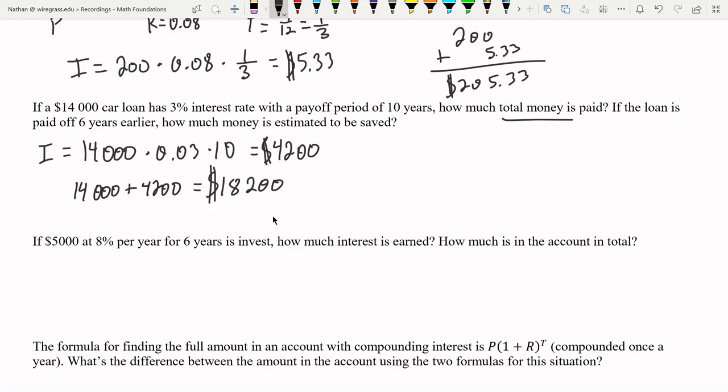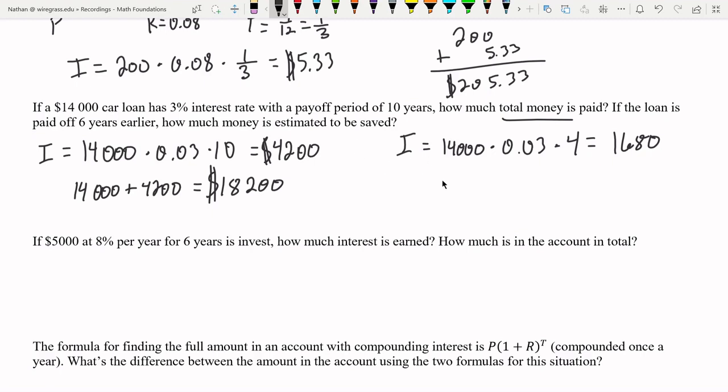Now, what if we were to pay it off in only 4 years, right? 6 years earlier means 4 years in total. Then our interest would be 14,000 times same interest rate, but now times 4 instead of 10. And that gives me 1680. We're still going to have to pay off the principal, right? That's not going to change. What does change is how much interest we pay.